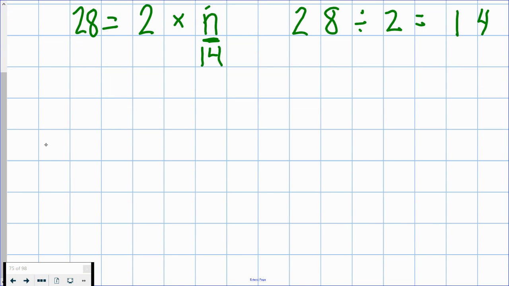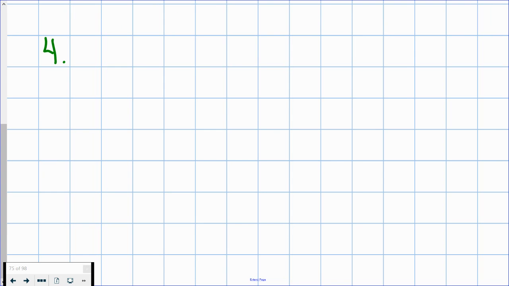Let's make a space for number 4. Okay, and we said we're going to use the perimeter formula. So perimeter equals length plus width plus length plus width. Okay, step 1, choose the formula that's going to be the most helpful. Step 2, plug in or fill in the information that you know.